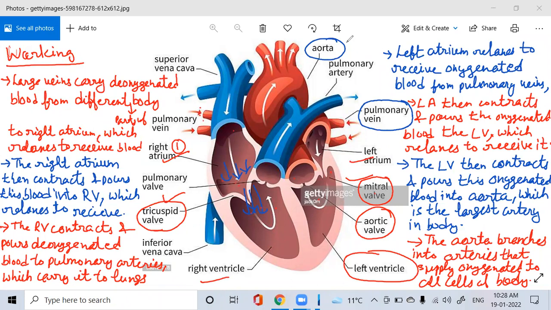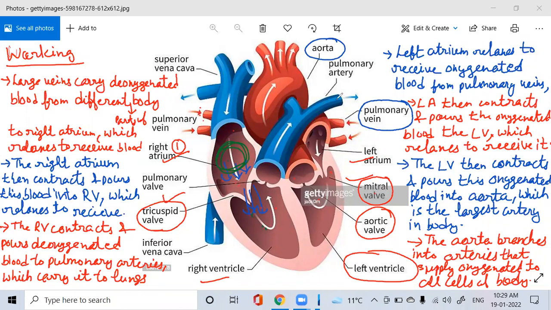Now, if you can see the working, what will happen? First of all, the large veins will collect the deoxygenated blood. Deoxygenated blood will come to this portion, that is called the right atrium. When it receives the blood, it will relax. Then after receiving, it will start contracting and pass this blood to the right ventricle, right? Then the right ventricle, while collecting, will also relax. After collecting that blood, the right ventricle will again start contracting, and it will pour the deoxygenated blood to the pulmonary artery.